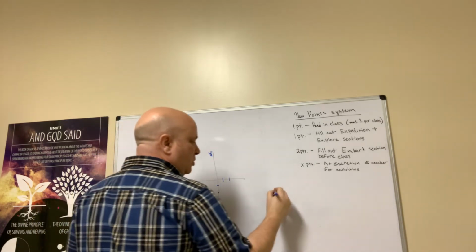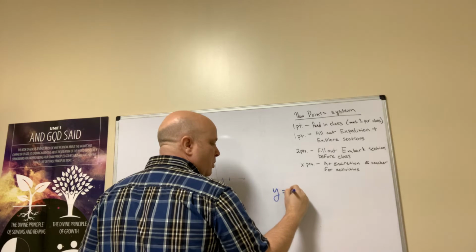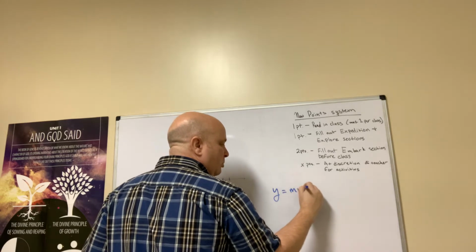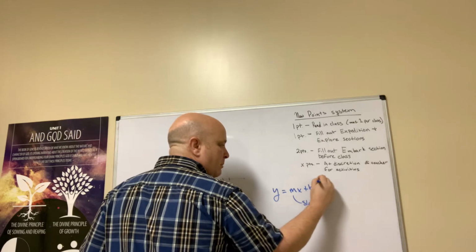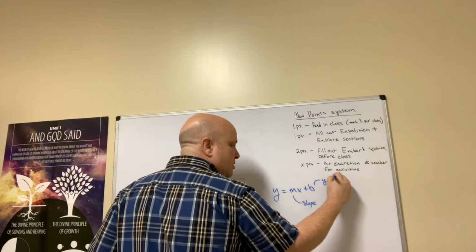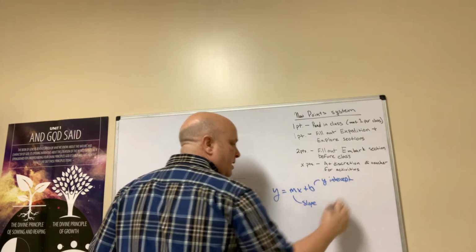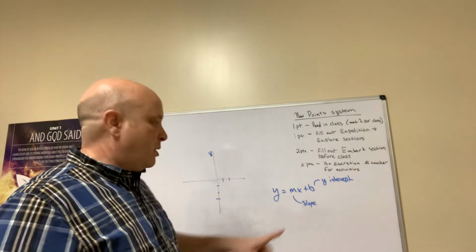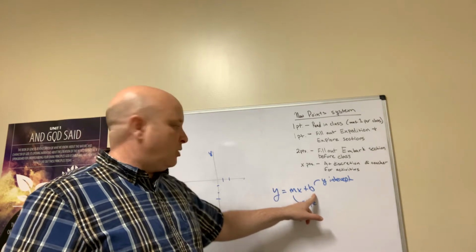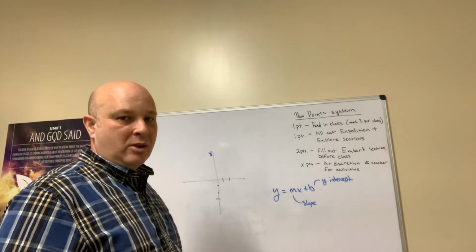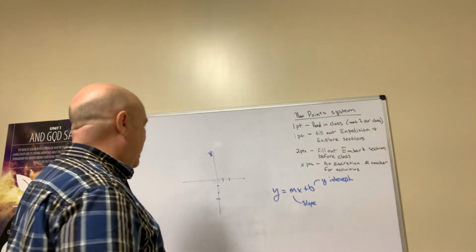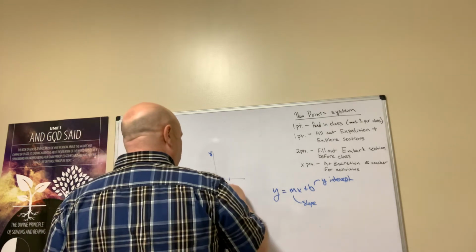For a line with a slope, we want y equals mx plus b. And m is our slope, and b is our y-intercept. In other words, the number hanging out here on the end is wherever our line crosses the y-axis. That's our y-intercept, okay?